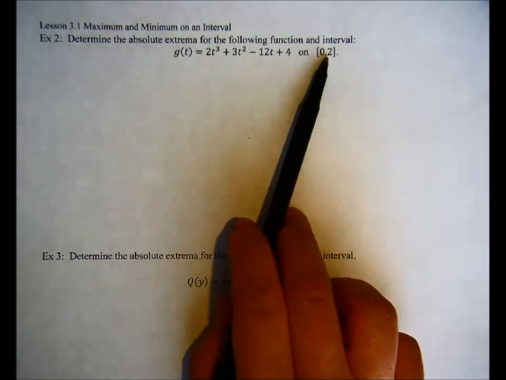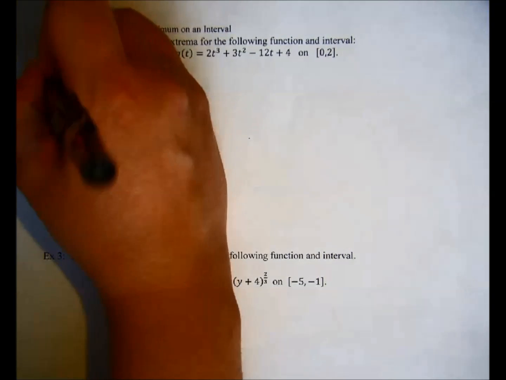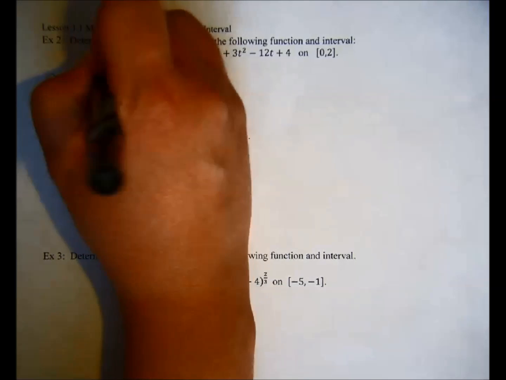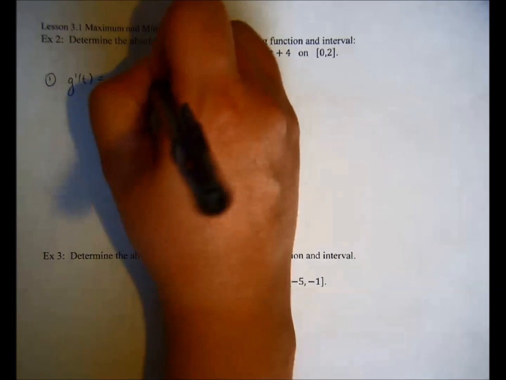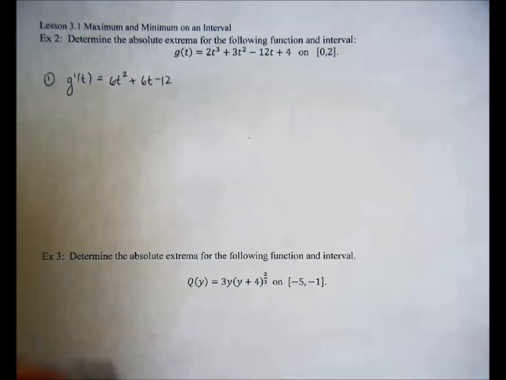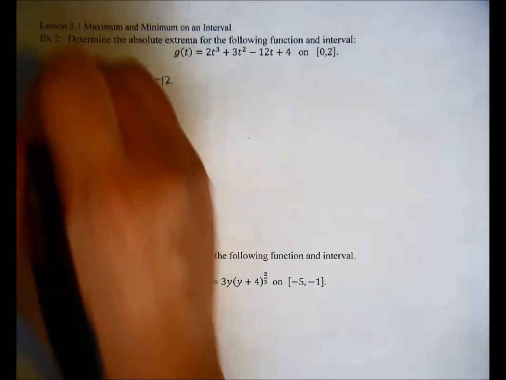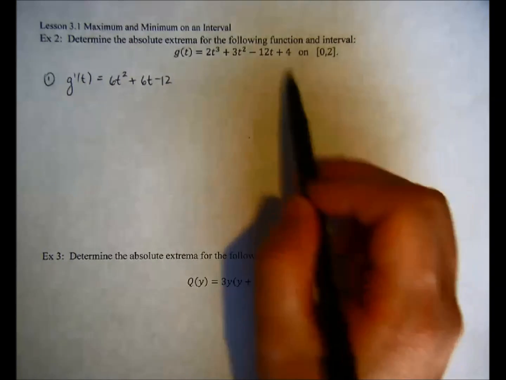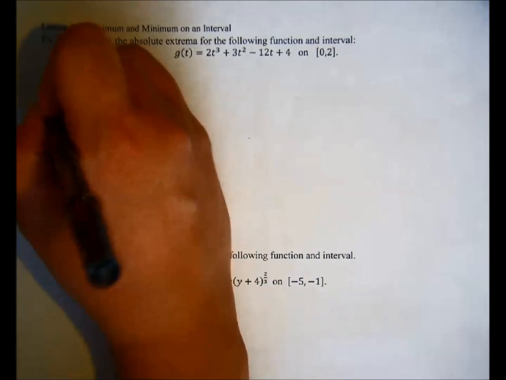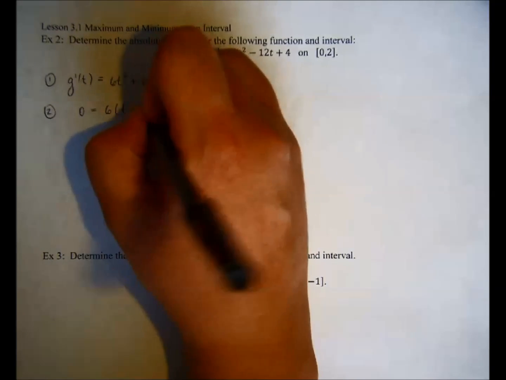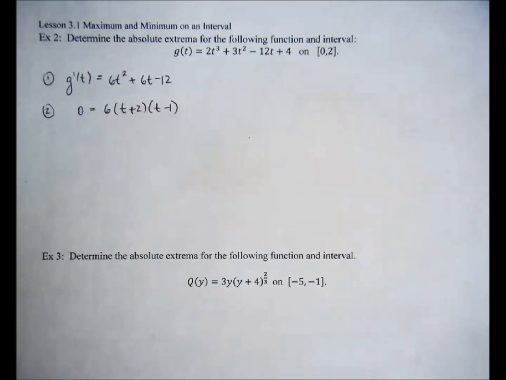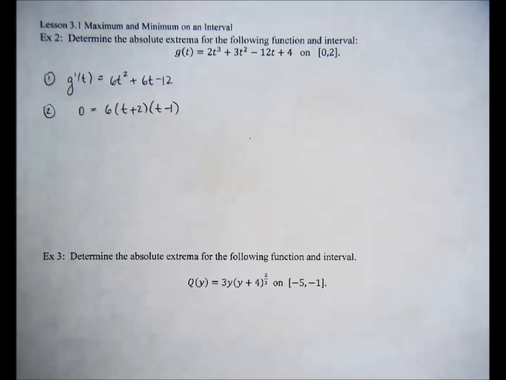Here's my closed interval, and the first thing I need to do is figure out my g prime of t. So that's going to be 6t squared plus 6t minus 12. If you notice, this is the same function as on the previous page. It's just that I gave you a different interval. So you need to set it to 0. And we already figured out that in factored form, it'd be 6 times (t plus 2)(t minus 1).